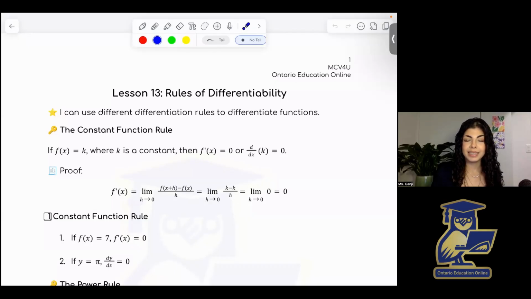Hello and welcome to lesson 13 on rules of differentiability. So today you're going to be learning some differentiation rules and using them to differentiate functions.